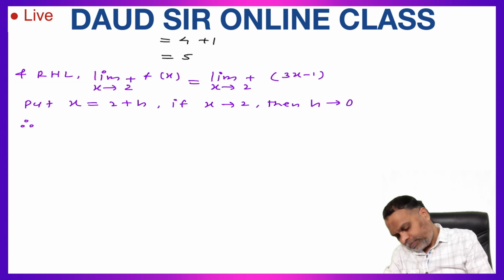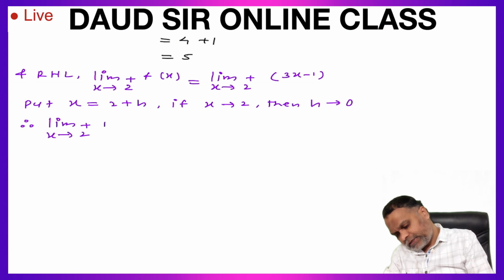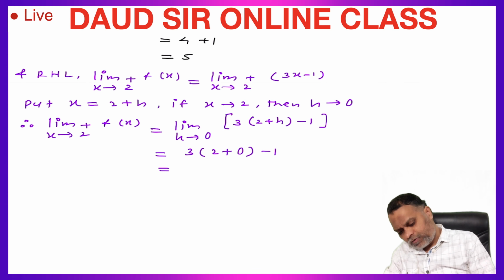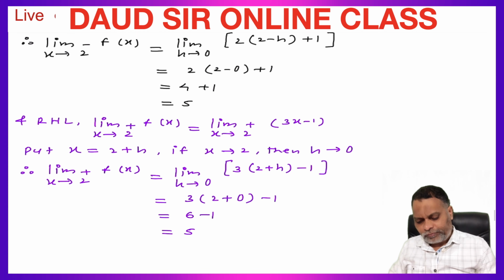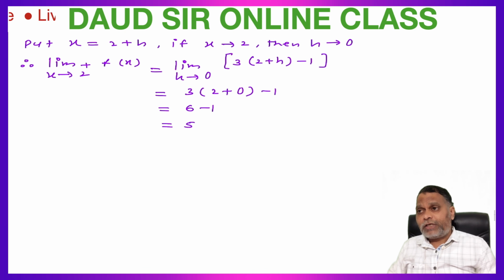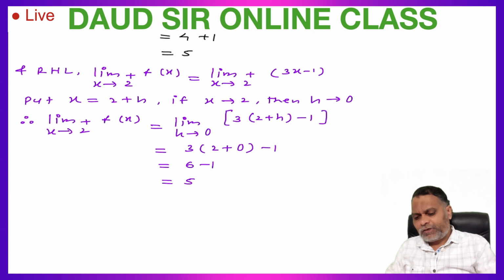Therefore, the right hand limit will become limit x tends to 2 plus, f of x is equal to limit h tends to 0, 3 into x, that is 2 plus h, minus 1. Substitute h is equal to 0. So 3 into 2 plus 0 minus 1. 2 threes are 6, minus 1, which is equal to 5. Clearly, right hand limit is 5, left hand limit is 5, and f of 2 is equal to k. This function is given as continuous at x is equal to 2.